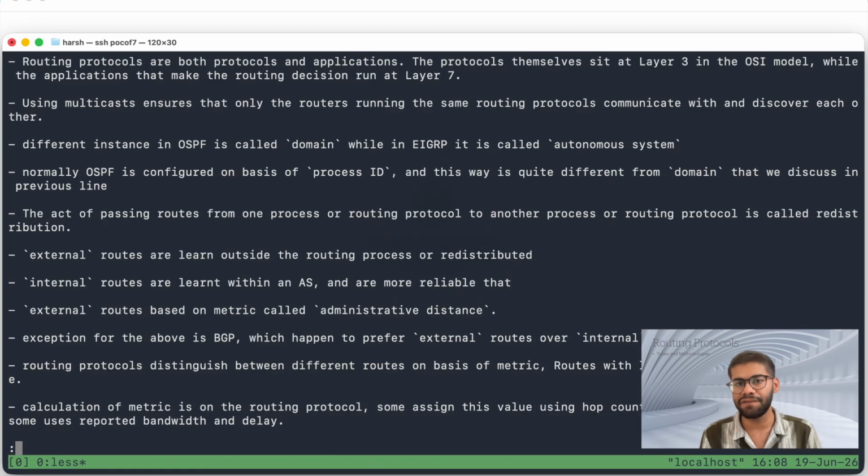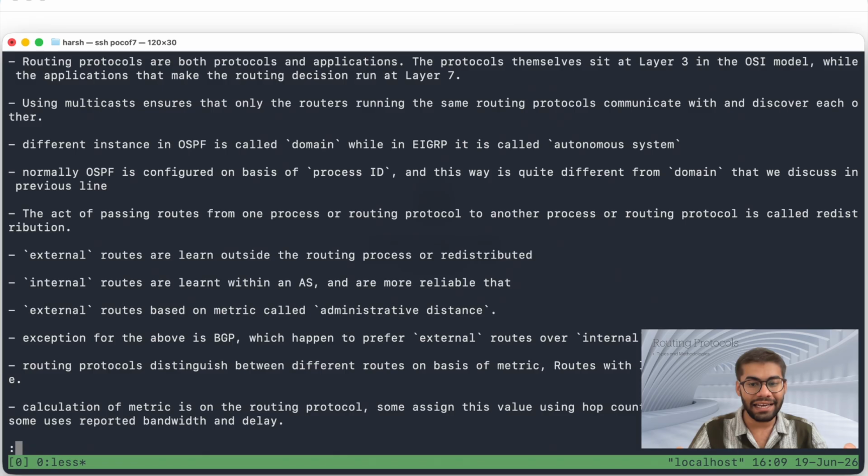Some have 90, some have 200, some have 20, etc. I think OSPF has 110 as its administrative distance. Finally, the exception for above is BGP, which happens to prefer the external route over the internal route.